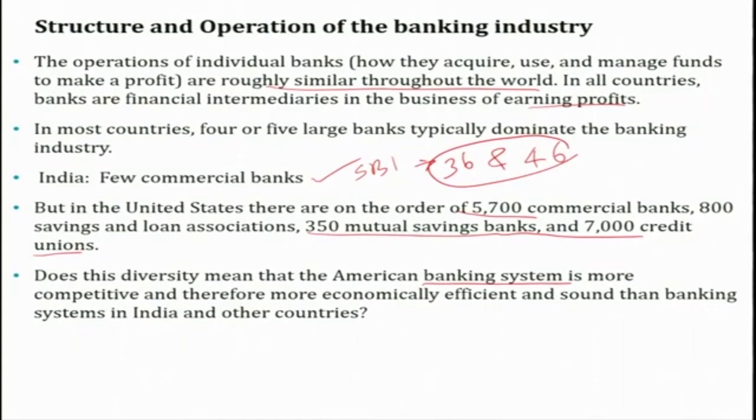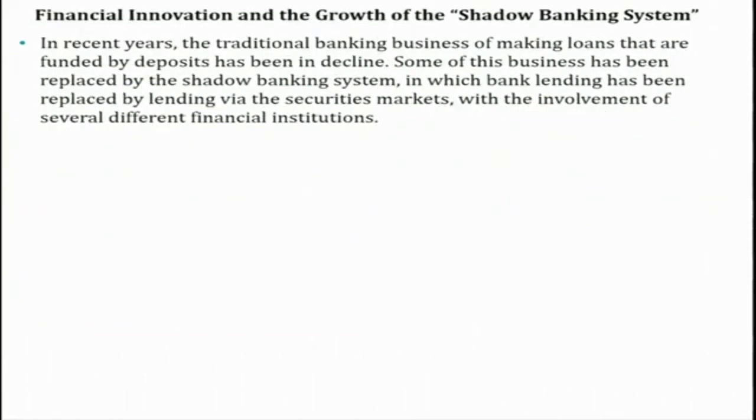In order to understand this, let us see the structure and operation of the banking industry in the Western settings as well as in India, and how over time the structure has changed, what changes happened over time. One of the things that happened in recent years is financial innovation and the growth of the shadow banking system.